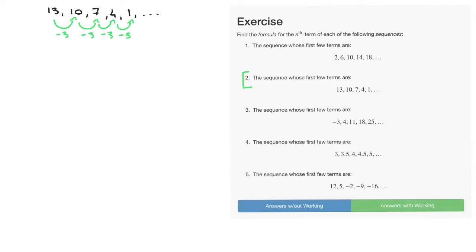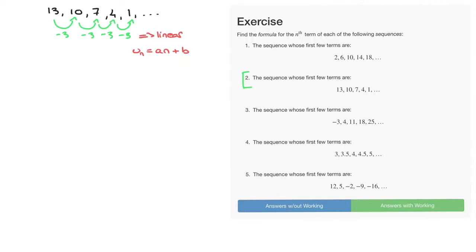Now, since we're always adding negative 3, we're always adding the same amount. And that means that this sequence is linear. And because it's a linear sequence, it must have a formula that looks like u_n equals a times n plus b. So our job here is to find the values of the coefficients a and b.